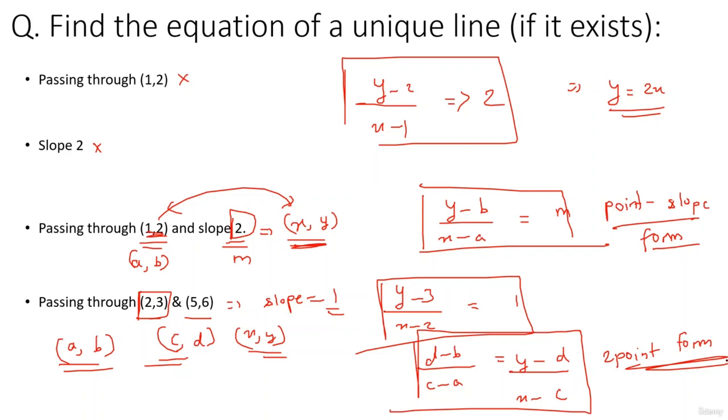Okay, given a, b, c, d as 2 points through which the line has to be formed. Okay, what is the equation of this line? d minus b upon c minus a is y minus d upon x minus c. Okay, that is the 2-point form.